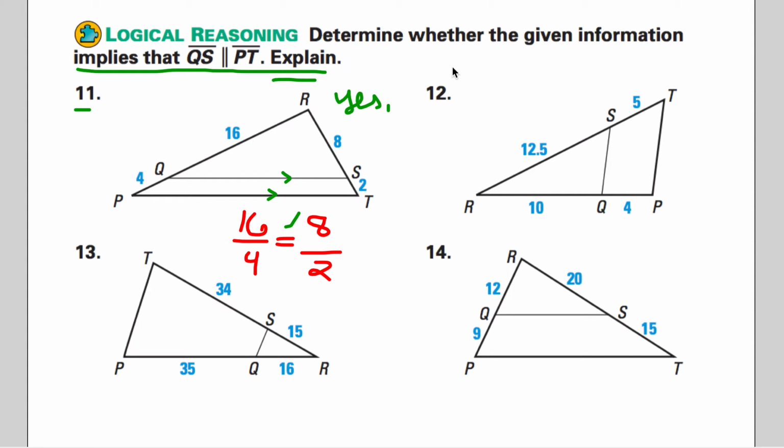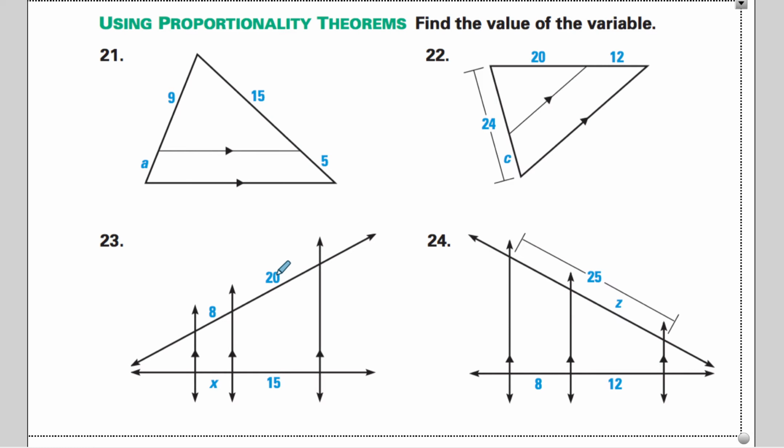Pretty simple. You're going to do something very similar for 12, 13 and 14, you're going to see if these lines are parallel to each other just by seeing if these are proportional, if these ratios work, or if they don't. So pretty simple stuff. Now we're going to move along, going to go ahead and do number 21.